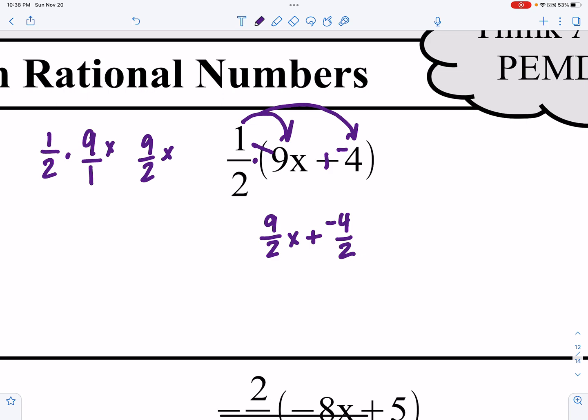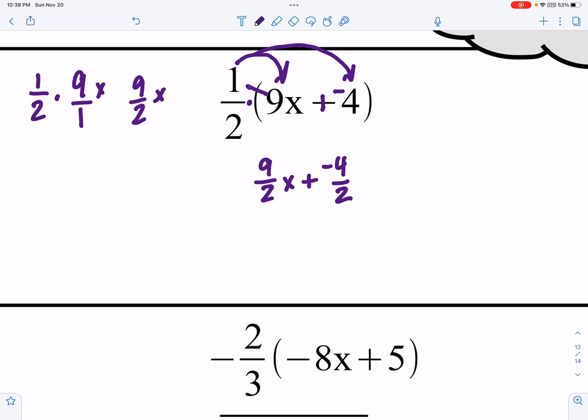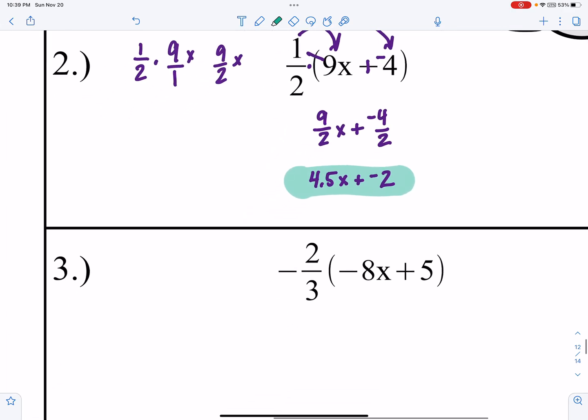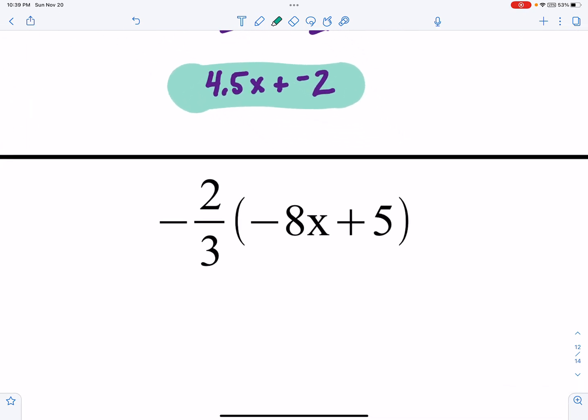Okay. You may also know that you can write that even more pretty looking. So 9/2 is actually 4.5 or 4.5x plus, and a negative 4/2 is actually just a negative 2. So both are correct. This one's a little bit prettier looking. Okay. All right. Let's go ahead to number 3.